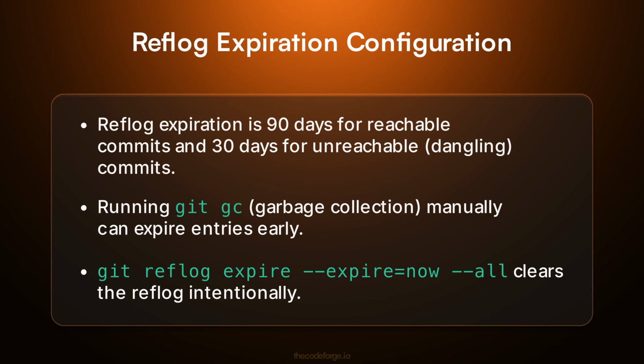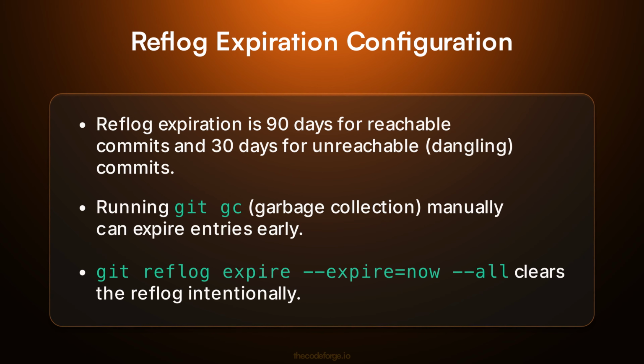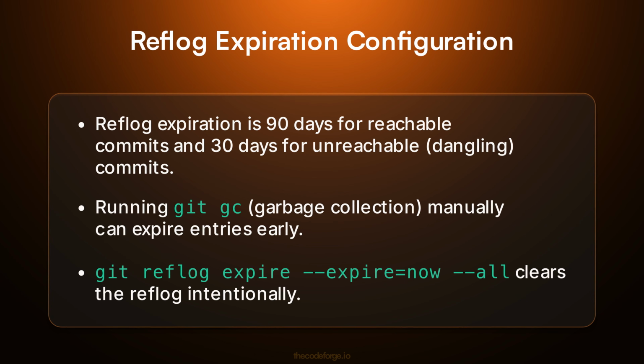Reflog expiration is 90 days for reachable commits and 30 days for unreachable dangling commits. Running git gc, garbage collection, manually can expire entries early. git reflog expire --expire=now --all clears the reflog intentionally.